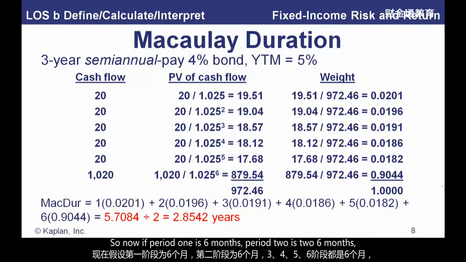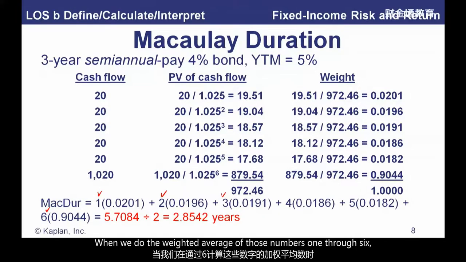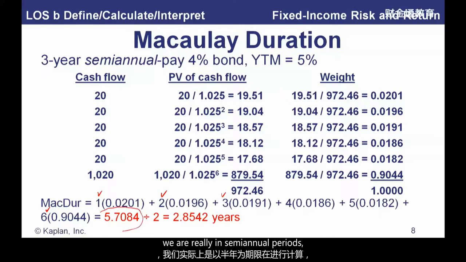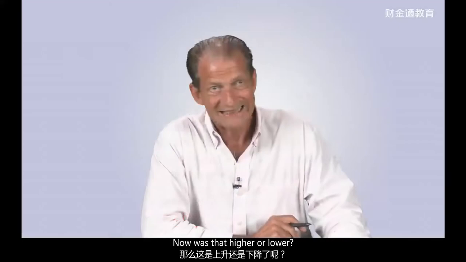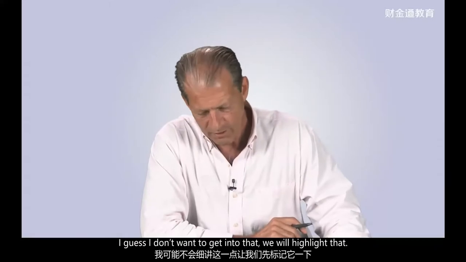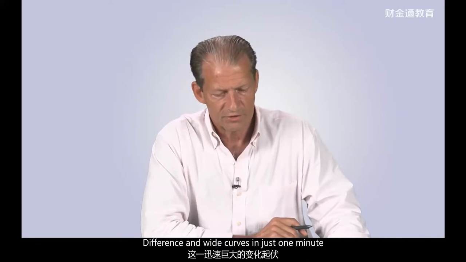So now, if period 1 is 6 months, period 2 is 2 6-month periods, 3, 4, 5, 6 6-month periods on our 3-year semi-annual pay bond, when we do the weighted average of those numbers 1 through 6, we're really in semi-annual periods, so we need to divide that by 2, and we get 2.8542 years. Now, was that higher or lower? Well, I guess I don't want to get into that. We'll highlight that difference and why it occurs in just a minute.